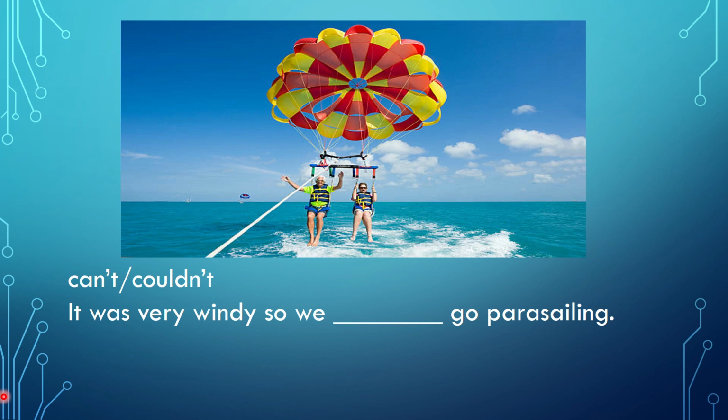That's right. Was is the past of is. So, we will use the past tense in its negative form. It was very windy, so we couldn't go parasailing. Good job, everybody.